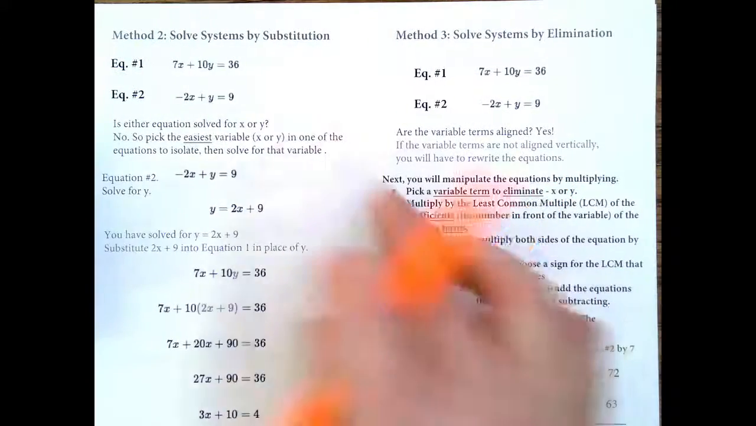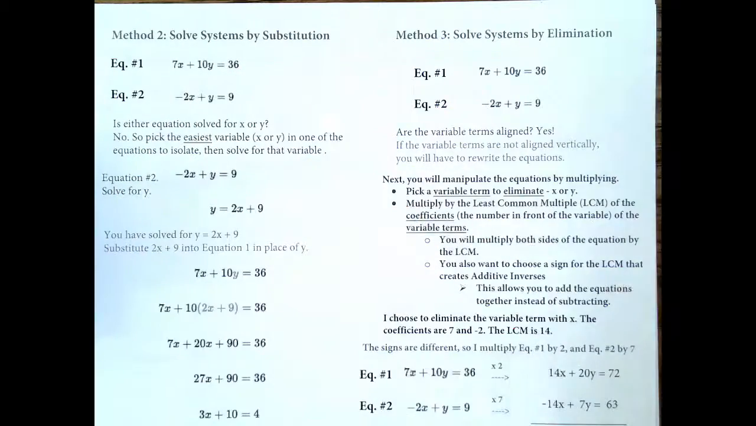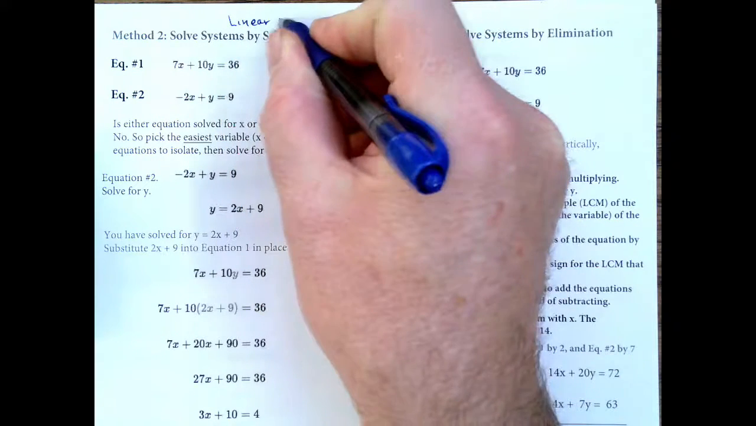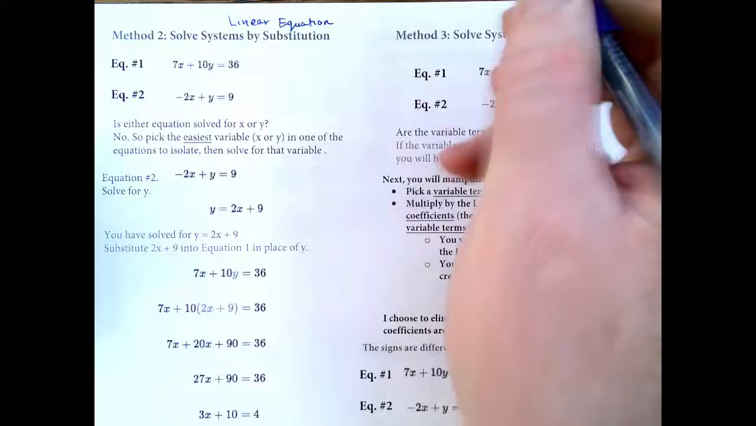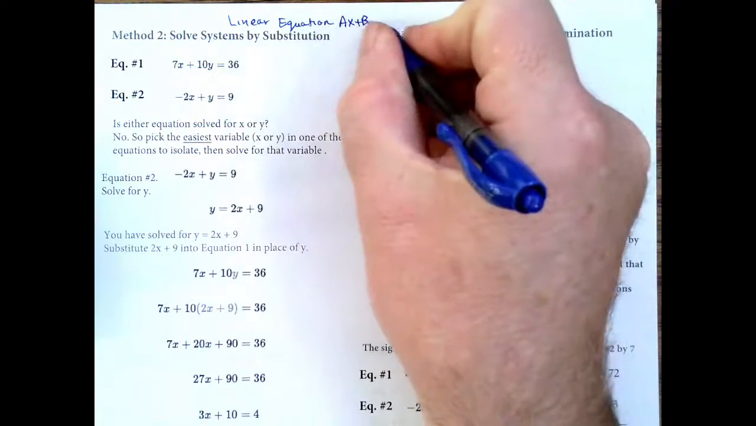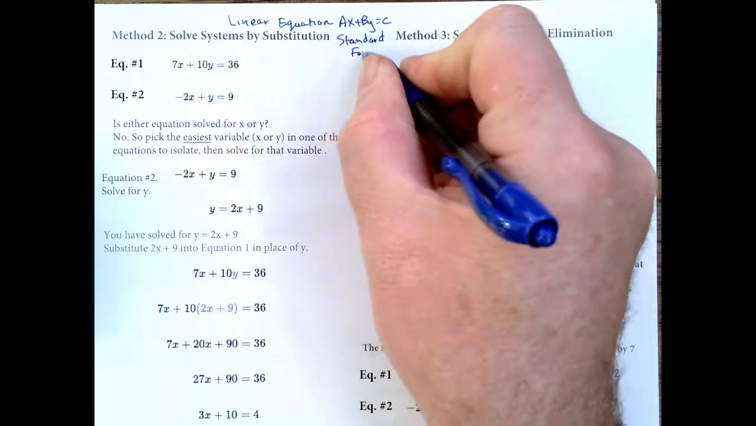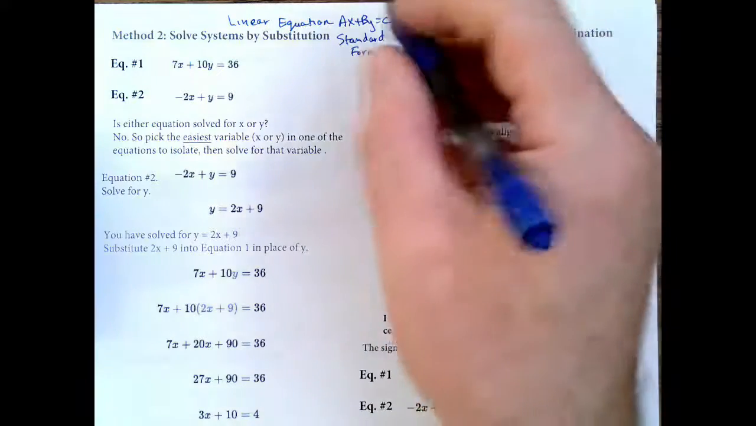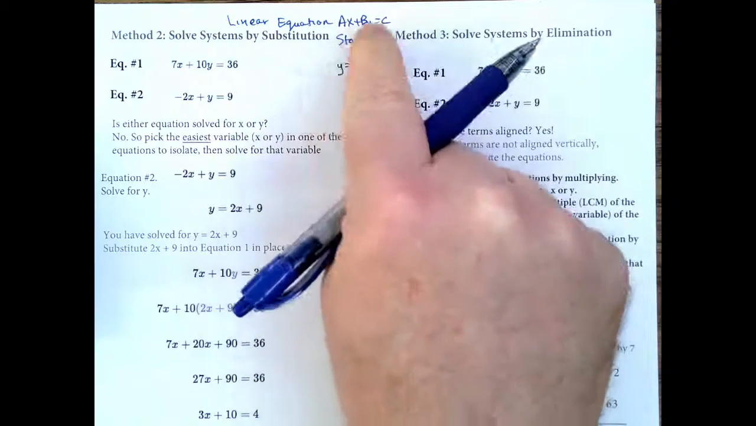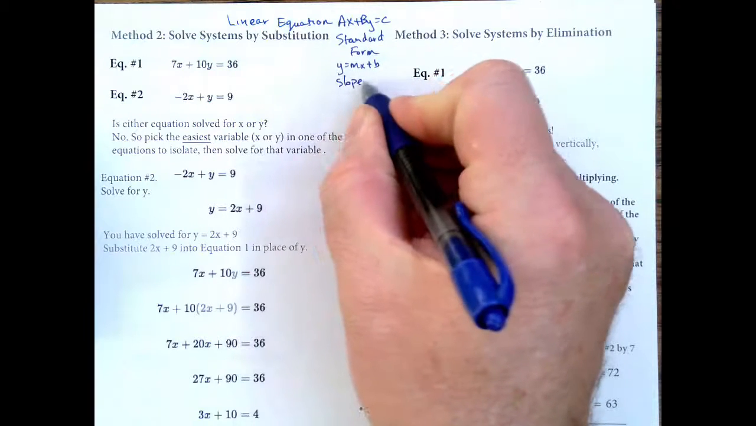So here we have an equation, 7x plus 10y equals 36. So we have a linear equation. Linear means a line. Typically this one's in standard form, which could be ax plus by equals c. Oftentimes we'll have one in slope-intercept form, y equals mx plus b. See how there is an x and a y right there? This is slope-intercept form.